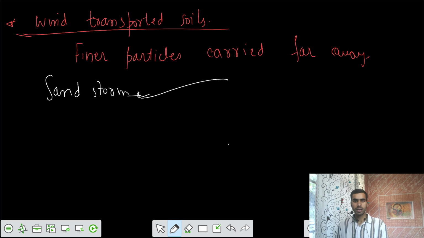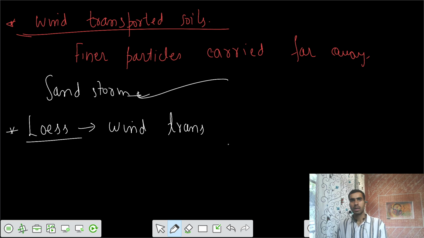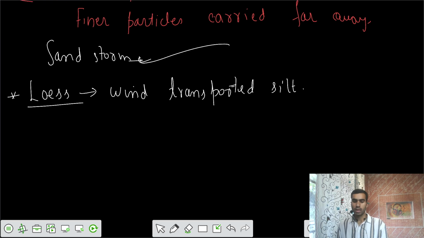And one more kind of soil is there that we have, loess. We call it loess. So this is actually wind transported silt. We will be talking about what silt is. So let's write that for now. Wind transported silt is there, that we call loess, and it's also because of the wind.